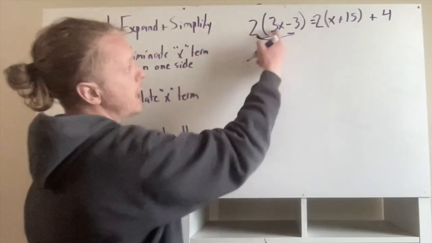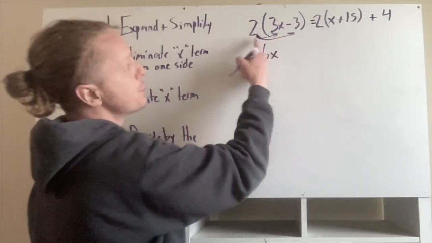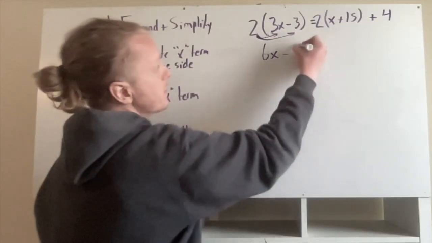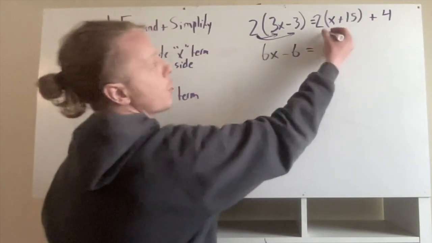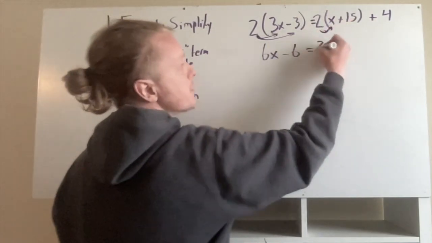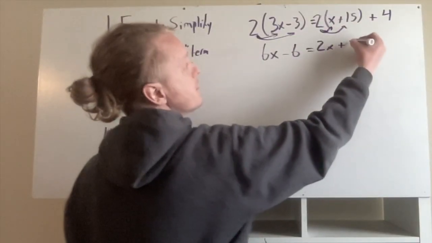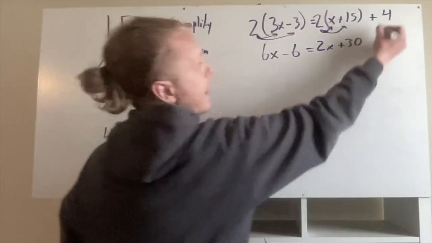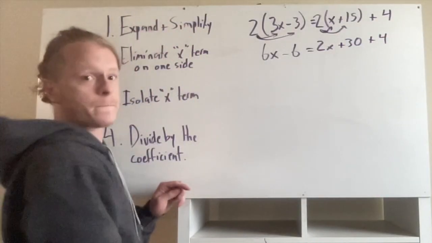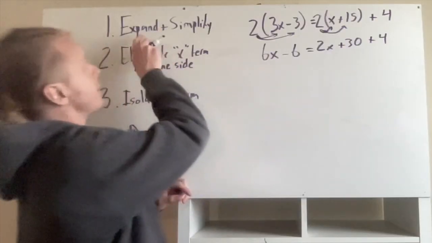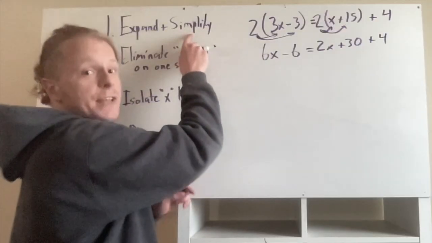So I'll do 2 times 3x gives me 6x. And then 2 times negative 3, that's minus 6. Okay, put the equal sign, we'll do the same thing over here. 2 times x gives me 2x, and 2 times 15, right, plus 15 now becomes plus 30, and then we still have this plus 4 over here, okay? So that was expanding. After we expand, we should always check to see if there's any simplifying.